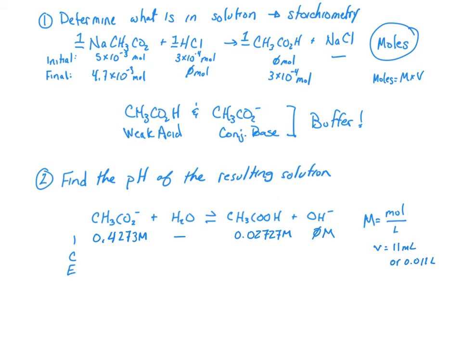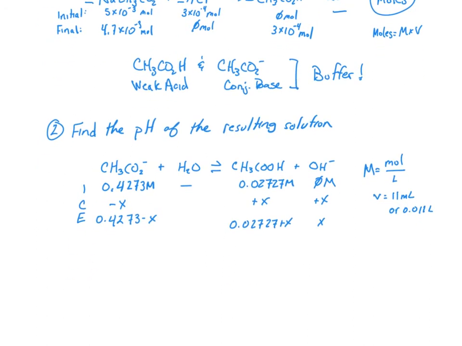And so what's going to happen is I'm going to lose acetate. I'm going to create acetic acid and hydroxide. And so at equilibrium, I have 0.4273 minus X, 0.02727 plus X, and X. And so to find the pH, I'm going to have to find the concentration. So I need the concentration of OH minus to be able to get to the pH.